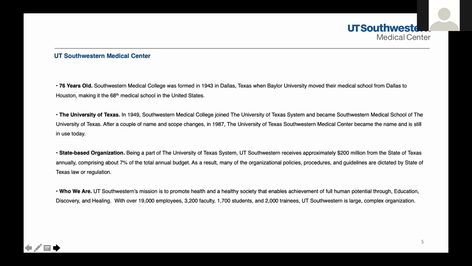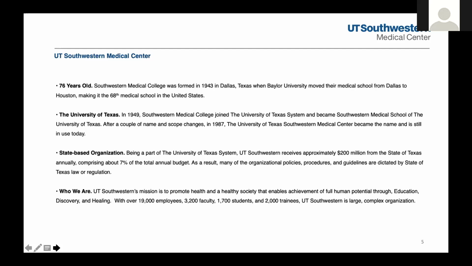But in 1987 is when the University of Texas Southwestern Medical Center became the name, and that's obviously what we're still called today. Again, being part of a state university system, we receive state funding at UT Southwestern, about $200 million a year. And that's about 7% of the total annual budget at UT Southwestern. So you can see across all of the institutions, it was about 12% of the total budget. UT Southwestern, it's a little bit less, 7%, which you would expect with all the clinical revenue and things involved.